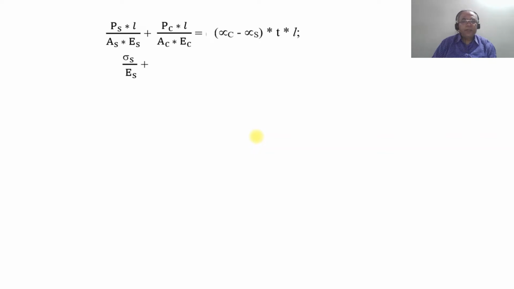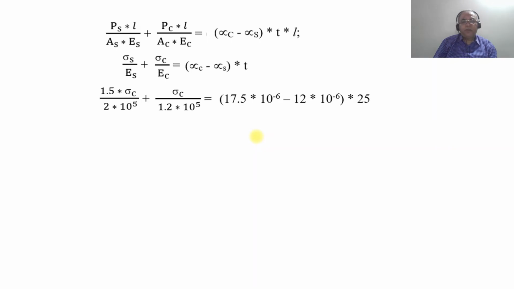So sigma S by ES plus sigma C by EC will be equal to alpha C minus alpha S into T, because L gets cancelled. So then, you know that sigma S is equal to 1.5 times sigma C. So 1.5 times sigma C divided by Young's modulus of steel, which is 2 into 10 to the power of 5, plus sigma C divided by 1.2 into 10 to the power of minus 6, and alpha C, coefficient of thermal expansion of copper, is 17.5. Substitute those values, 17.5 into 10 to the power of minus 6 minus 12 into 10 to the power of minus 6, which is the coefficient of thermal expansion of steel, multiplied by 25, that is the temperature change.